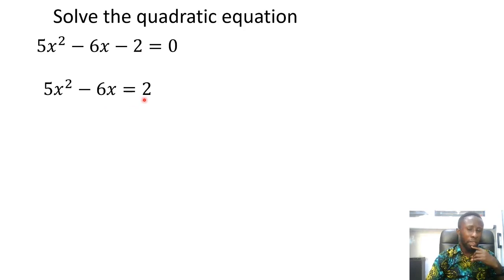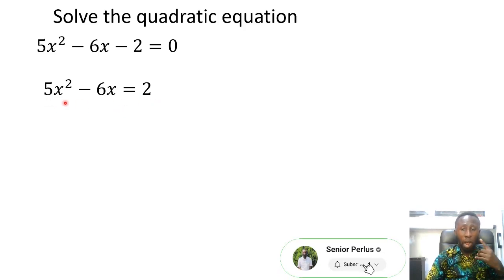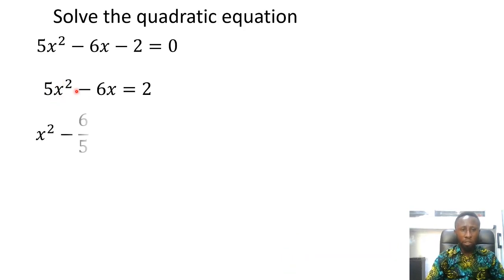And what's our next step here? Yes, we said you will divide both sides by what? 5. True, by 5. That's our next step that we said. Why? Because we want the coefficient of x squared to be 1. That's why we are dividing both sides by what? 5. So this is what you will get here.